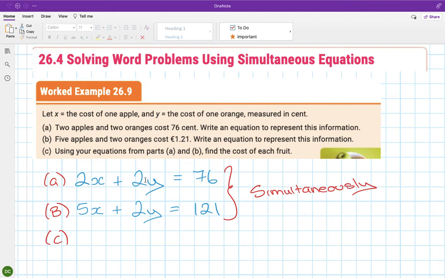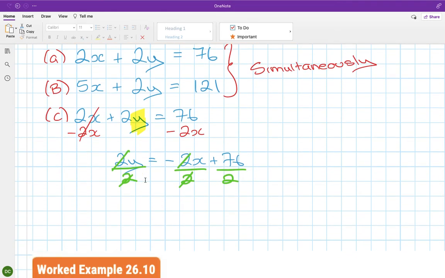So I need to take the first one and isolate y. So minus 2x, minus 2x. And then I have 2y equals minus 2x plus 76. And then we divide by 2, divide by 2, divide by 2. They cancel. Oh, sorry, the first ones cancel, the second ones cancel. So I'm left with y equals minus x, and then 76 divided by 2 is plus 38.